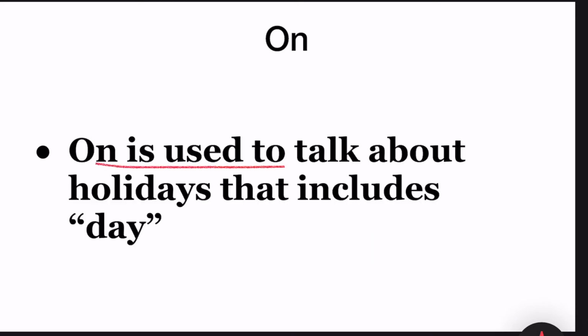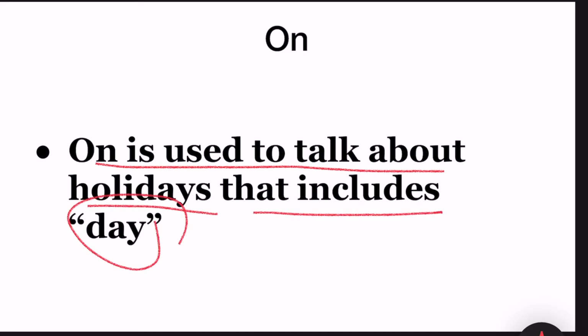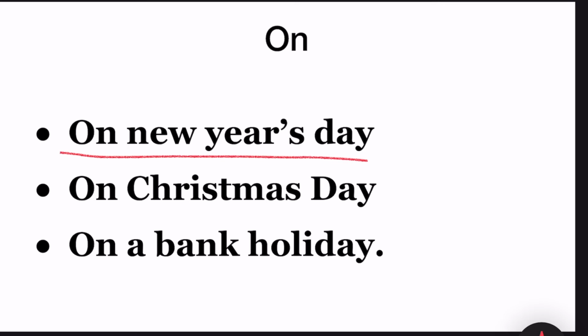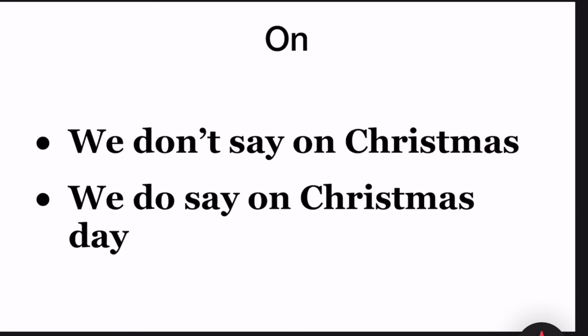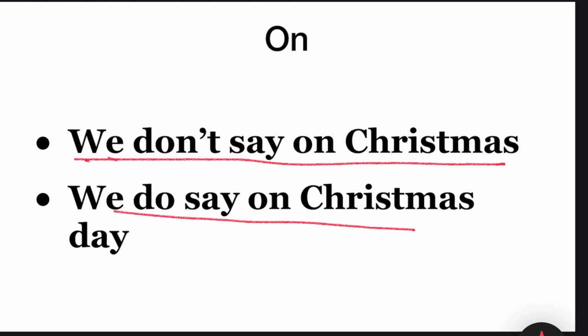On is used to talk about holidays that include the word day. Example: on New Year's Day, on Christmas Day, on a bank holiday. Here, in every holiday, we have added the word day, so we have used the preposition on. Look here, we don't say on Christmas. We do say on Christmas Day.